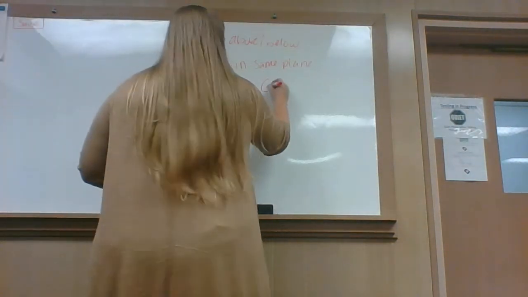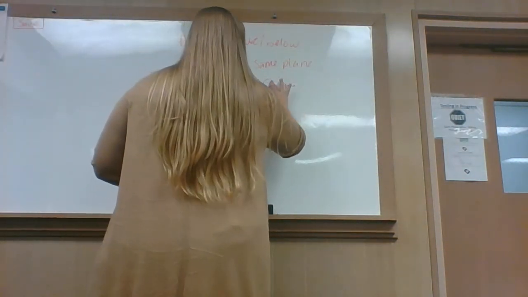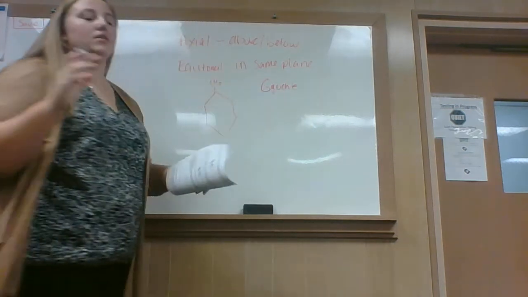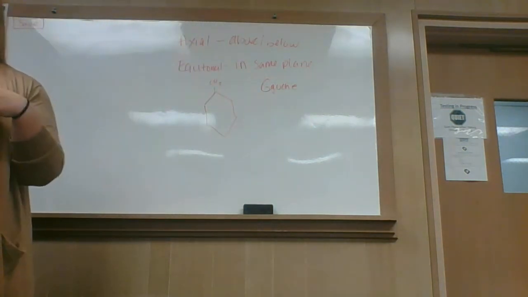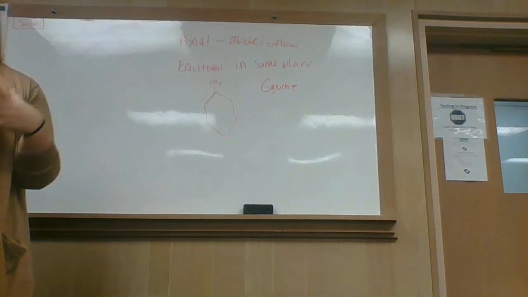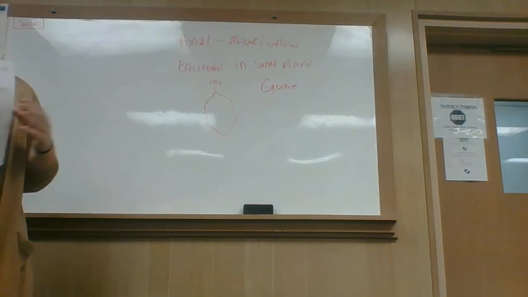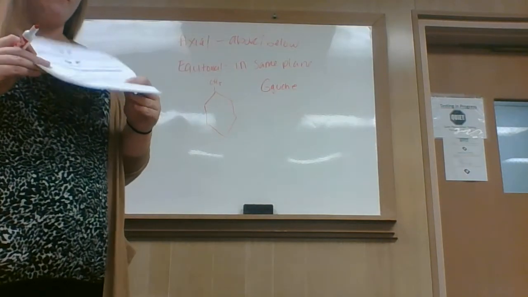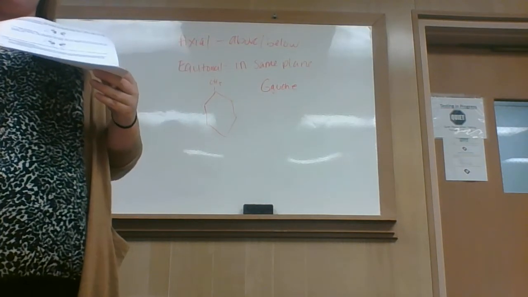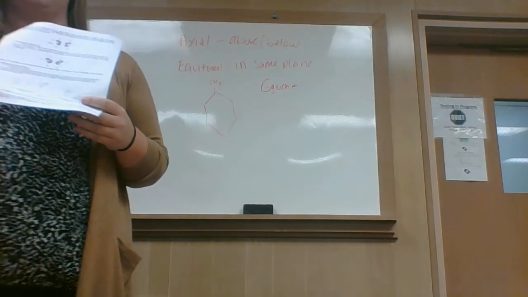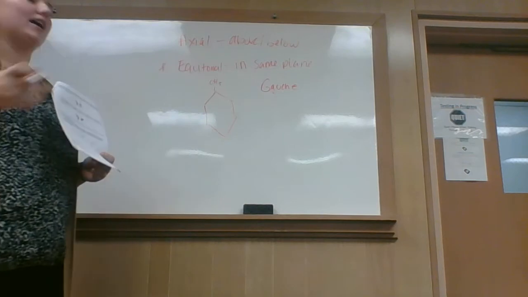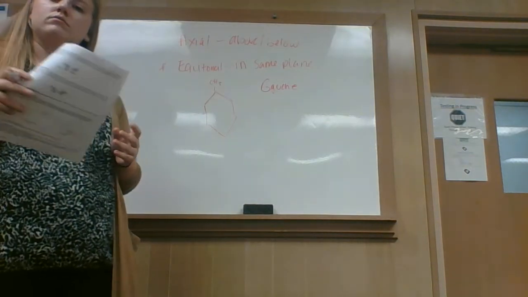I'll write it up here. So this is just when you have a big bulky group that's interacting with the hydrogens nearby. It causes a little bit more strain. So that's why substituents are more favorable in the equatorial than the axial.